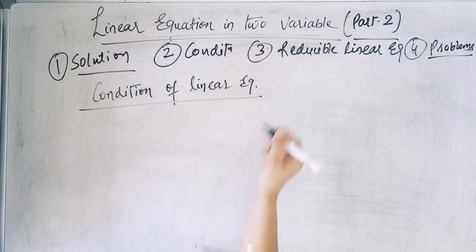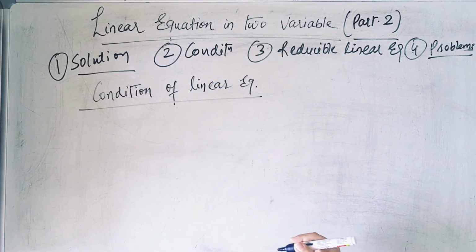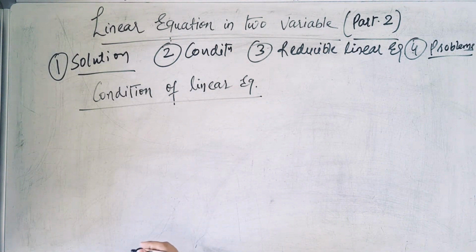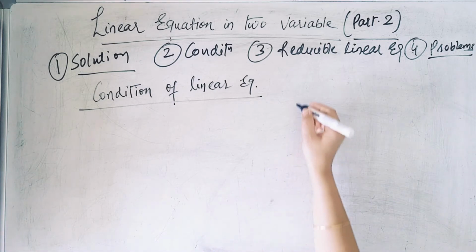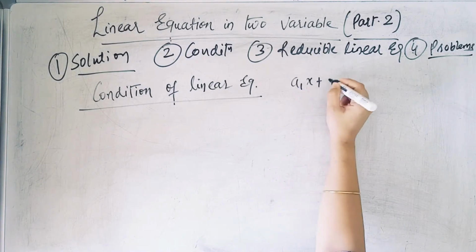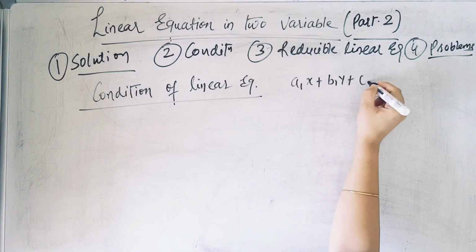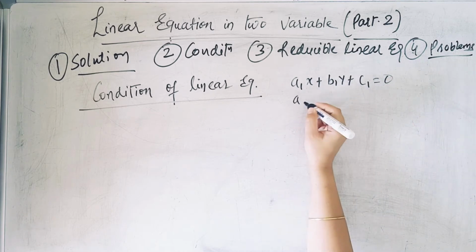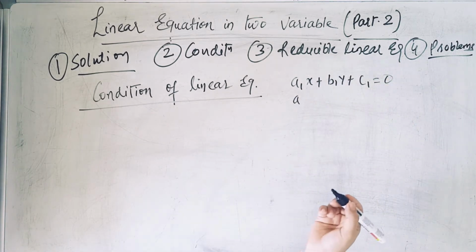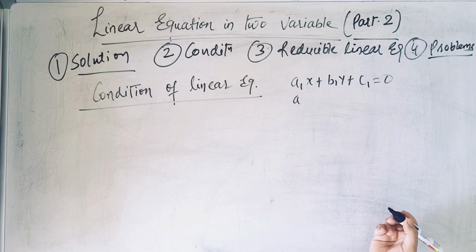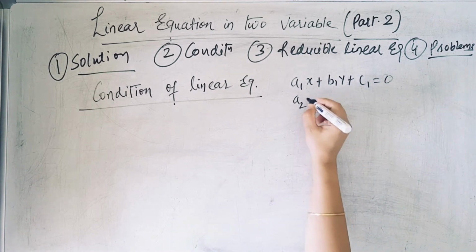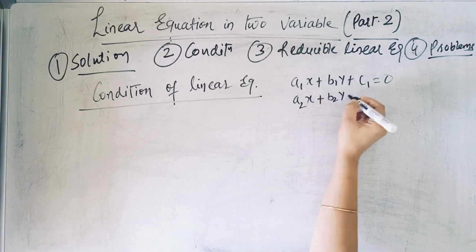I mentioned in my previous video, in part 1, that the linear equation is always in the form a1x plus b1y plus c1 equals 0. And because linear equations in two variables are there, we have to find the values of x and y. So we need two equations for it.